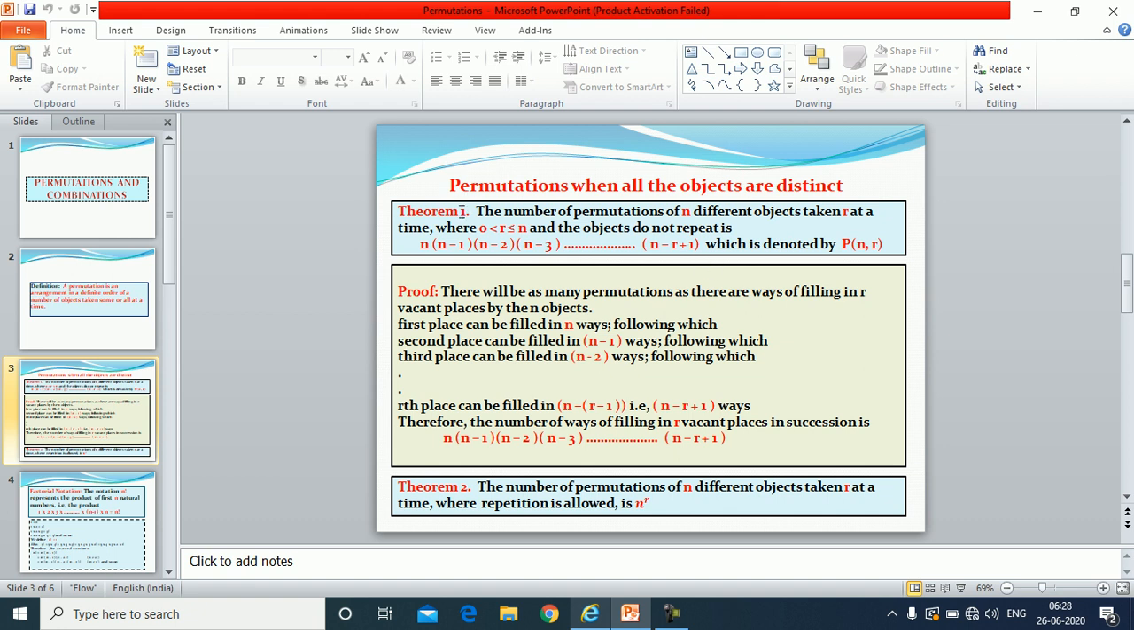As per the fundamental principle of counting, you can see the first position can be occupied in n ways. For the second one, because we are not allowing repetition, the number of choices is one less. So the second can be done in n minus 1 ways, then the third in n minus 2 ways, and so on. By the time we reach the rth position, the number of options left is n minus, within a bracket, r minus 1.